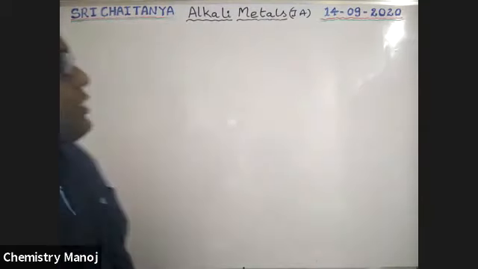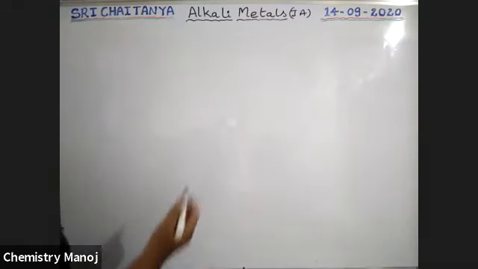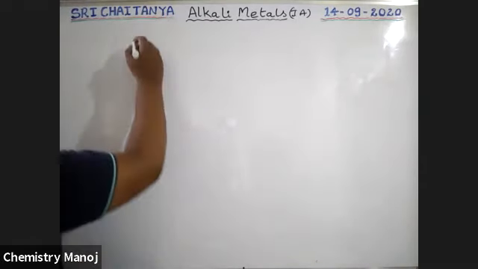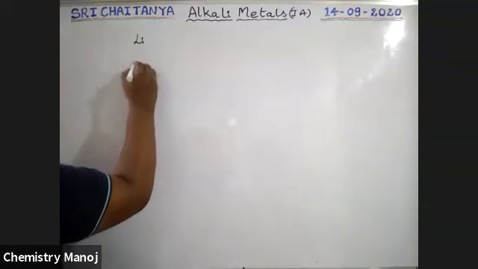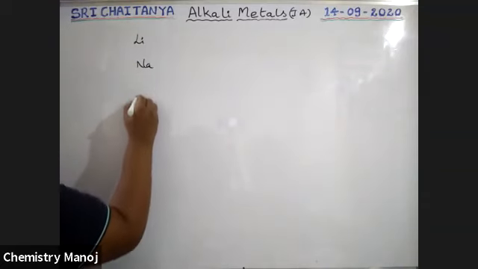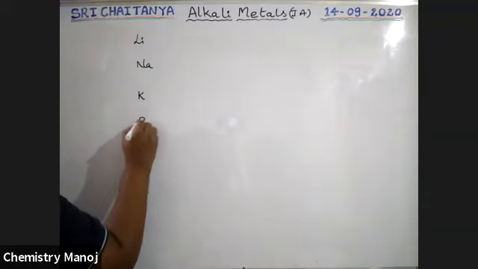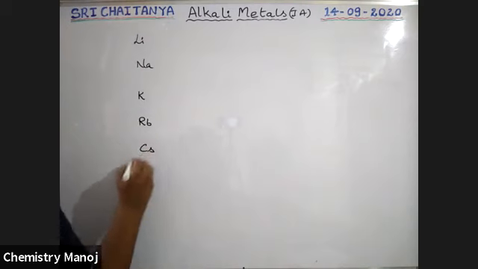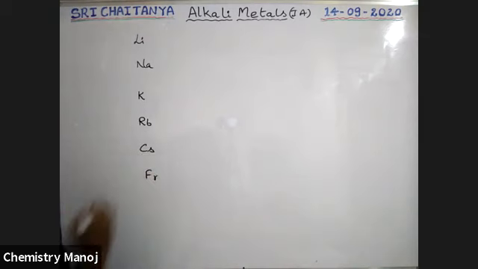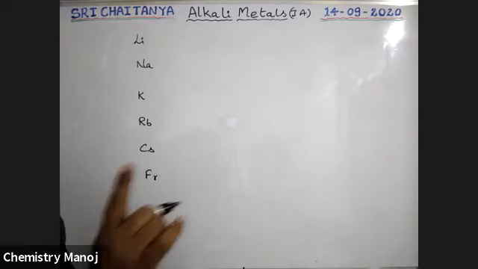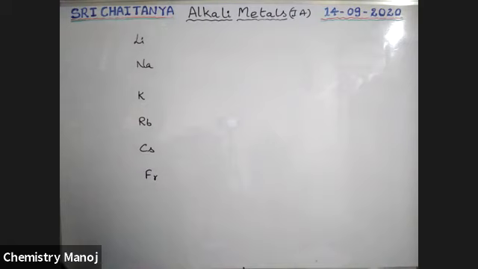One of the groups in S block elements, what are those elements? Those elements are lithium, sodium, potassium, rubidium, cesium, francium. These are the 6 elements present in the first vertical column of the periodic table. That is why these are all first group elements, group 1 elements.